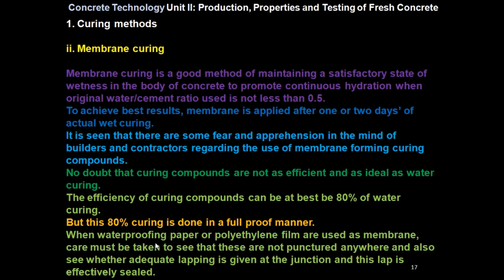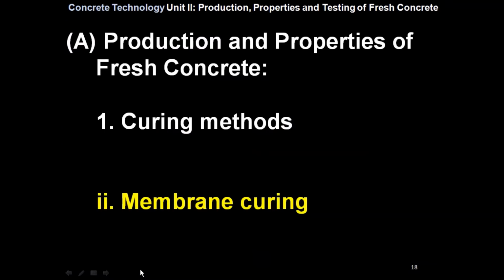When waterproofing paper or polyethylene film are used as membrane, care must be taken to see that these are not punctured anywhere, and also see whether adequate lapping is given at the junction and this lap is effectively sealed. So we have seen the second curing method, that is membrane curing.